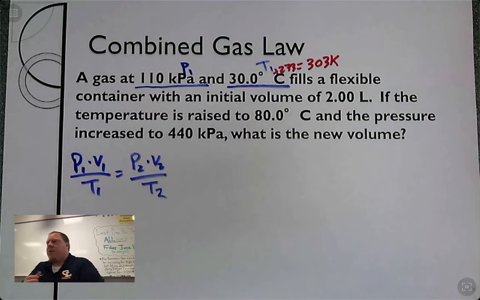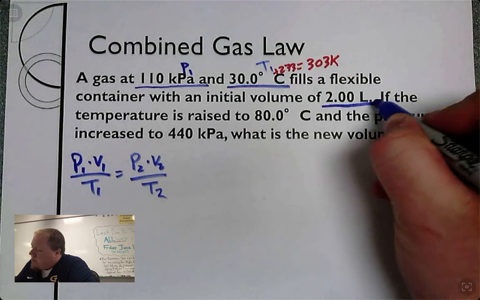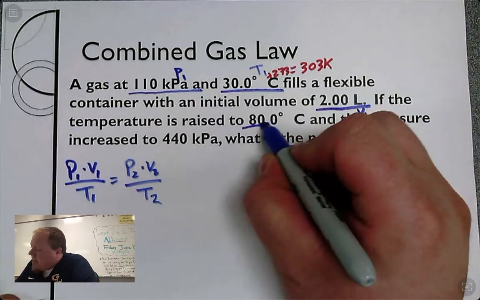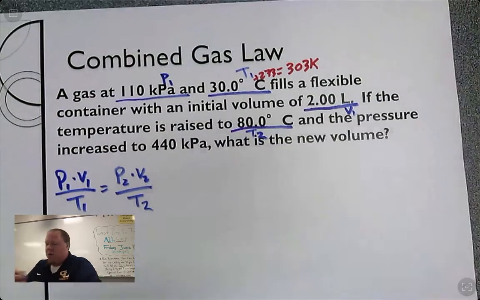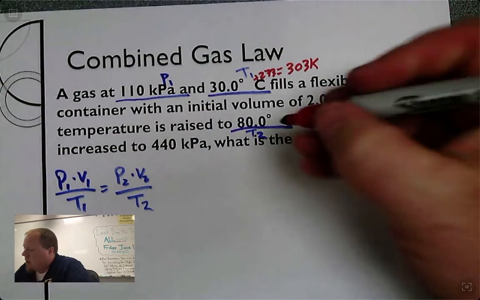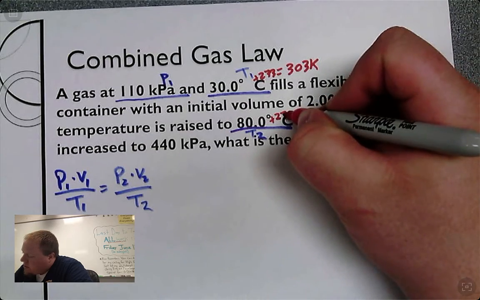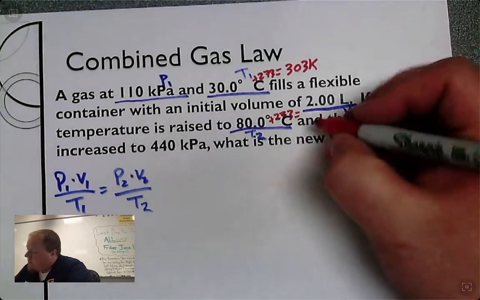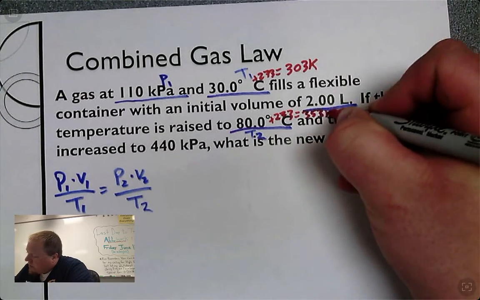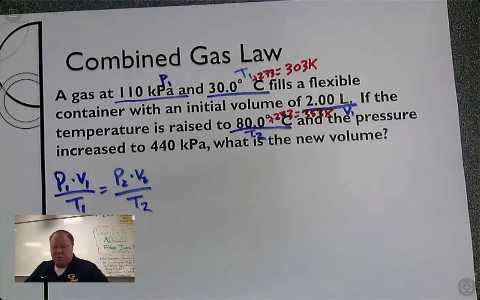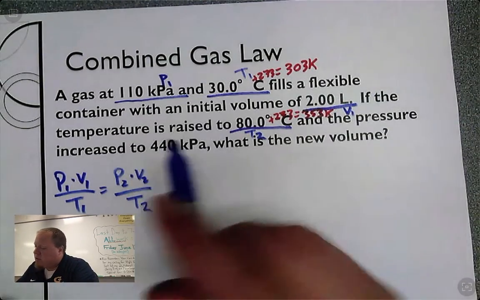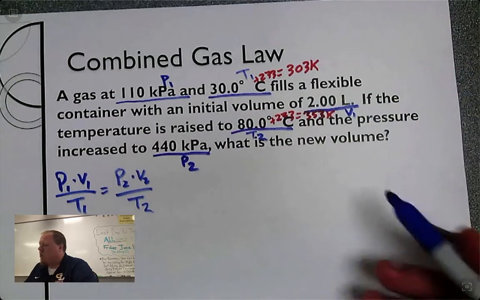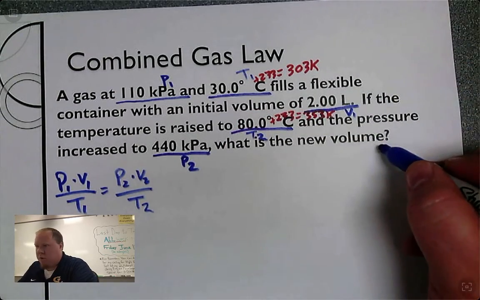Okay. And then it's got an initial volume of 2.00 liters, so that is V1. If the temperature is raised to 80 degrees Celsius, that is going to be T2, which convert to Kelvin. Add 273 gives me, I can't do that one in my head, 353 Kelvin. Okay, 353 Kelvin. And the pressure is increased to 440 kilopascals. There's P2. What would the new volume be? So V2 is what we're looking for.